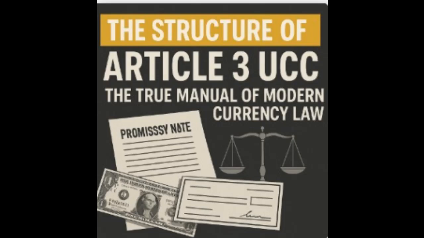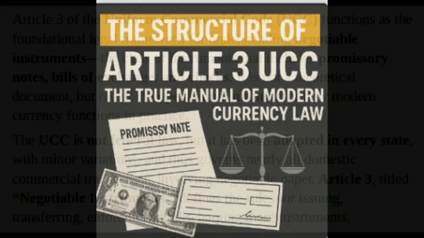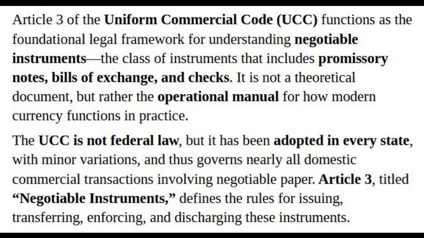The structure of Article 3 UCC, the true manual of modern currency law. Article 3 of the Uniform Commercial Code, UCC, functions as the foundational legal framework for understanding negotiable instruments, the class of instruments that includes promissory notes, bills of exchange, and checks. It is not a theoretical document, but rather the operational manual for how modern currency functions in practice.